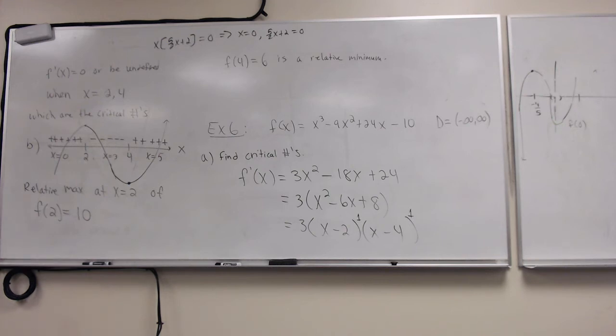Again, you can only have relative max or mins at critical numbers. At a critical number, if the derivative changes from positive to negative, you get a relative max. If at a critical number the derivative changes from negative to positive, you get a relative minimum.